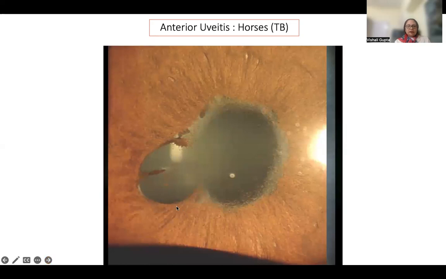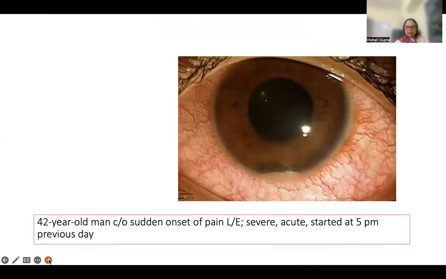Or you may have a patient who has broad-based posterior synechiae, and here you see a triangle which has a very broad base. Some of these manifestations are likely to be TB. So get tested for TB. If IGRA is positive, think of TB as an etiology.